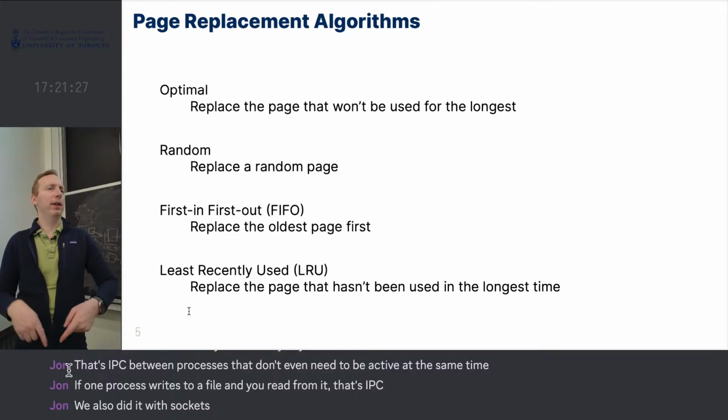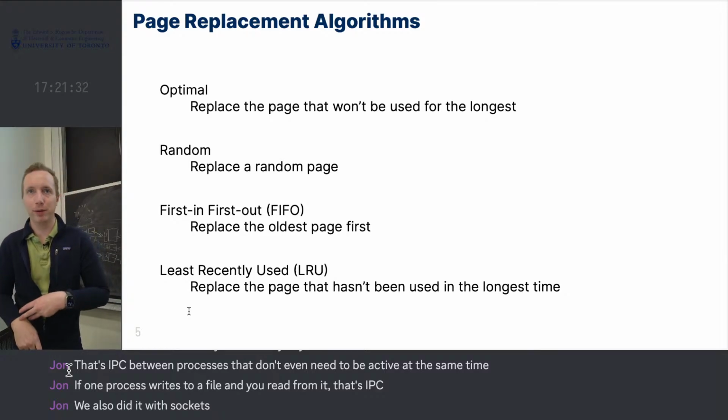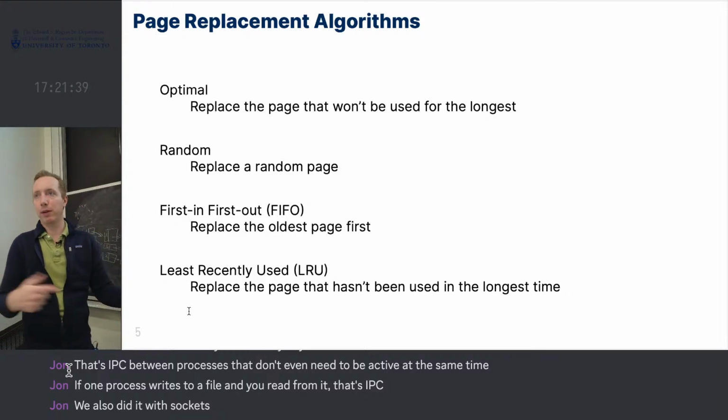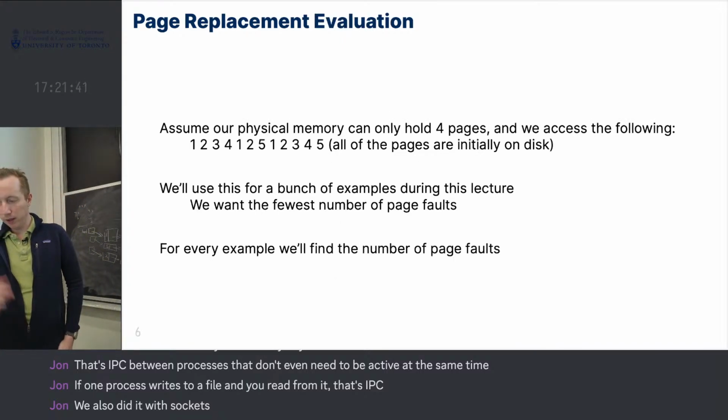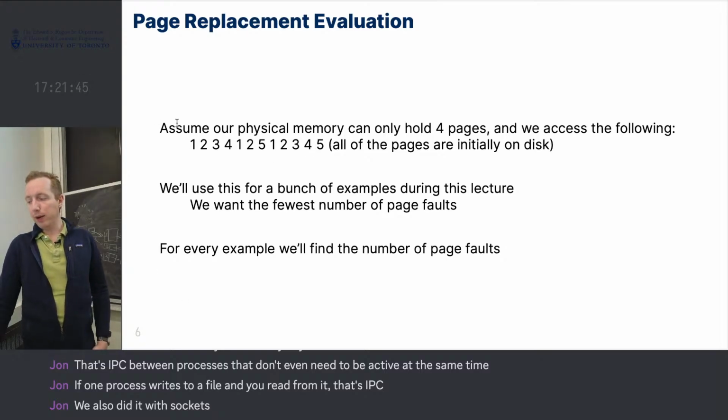So for scheduling, we did average wait time, average response time, number of context switches. For this, it's a bit easier. We only care about essentially the number of context switches, or in this case, the number of page faults that we have to read in from disk. So when we evaluate all of them, we assume that our physical memory can hold some comically small number of pages, so we actually have to move things in and out of disk. On a real system, you'd have like millions of pages. For this, because we need to argue about it by hand, we'll just have 4.